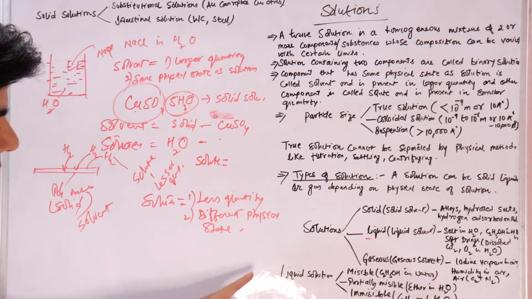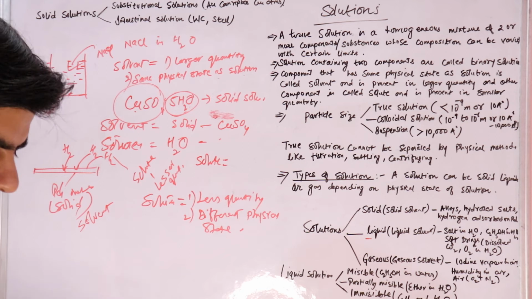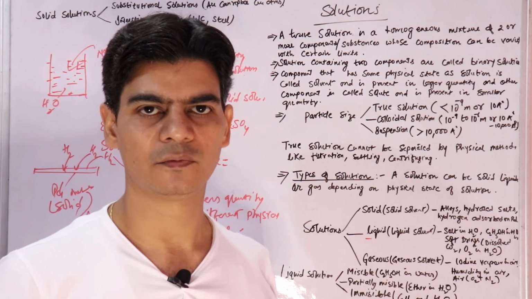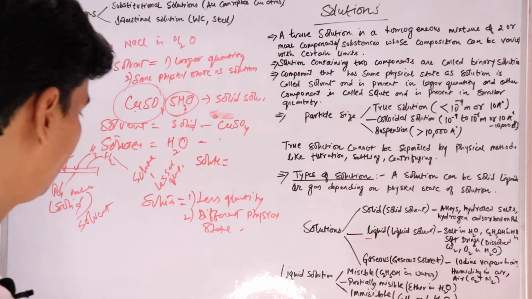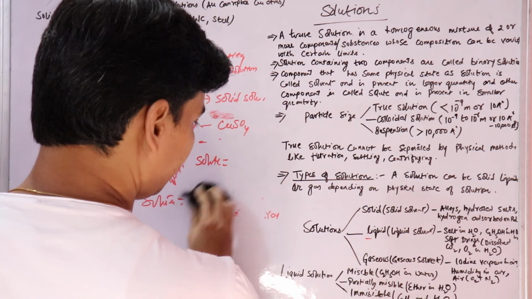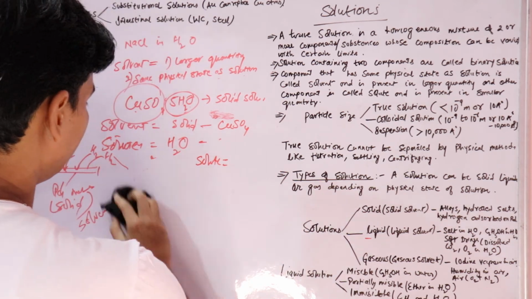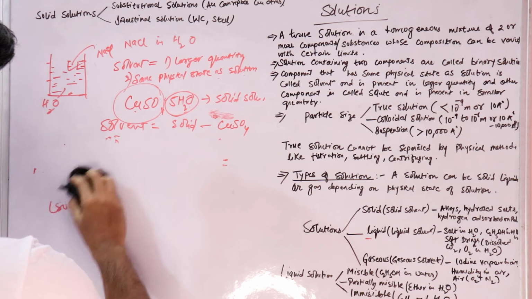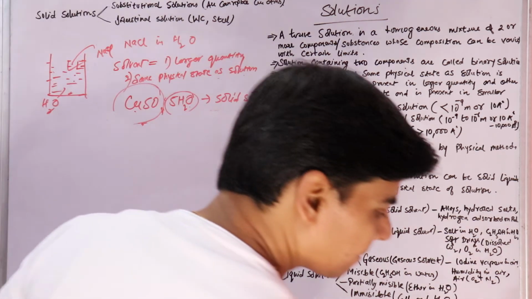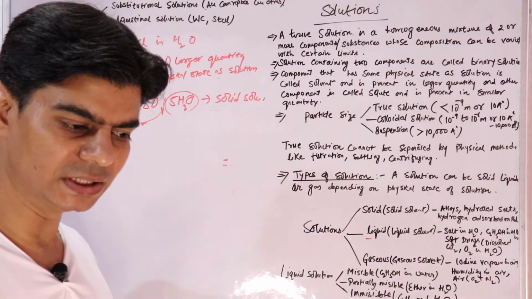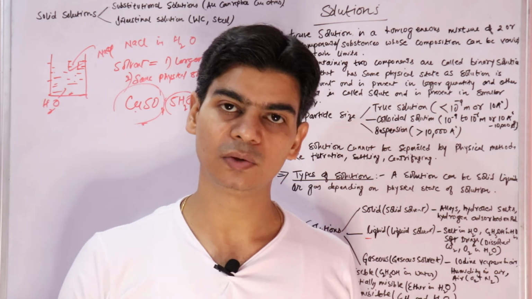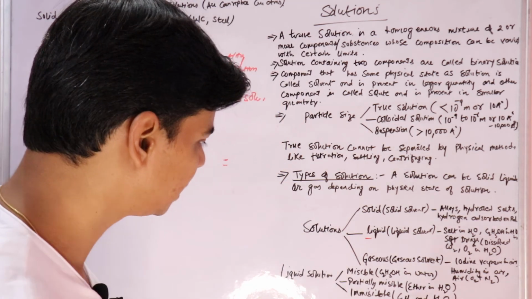Now we have liquid solutions. Liquid solution is wherein both the solute and solvent are liquid, right? For example, ethanol in water, benzene in water, phenol in water. All these are liquids, right? So let's see how these are different.